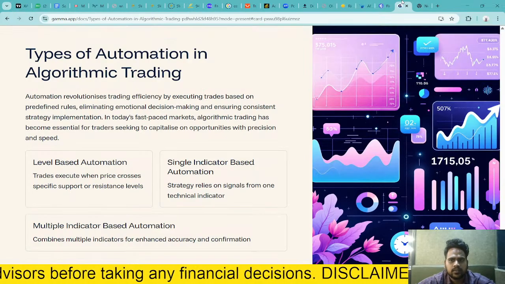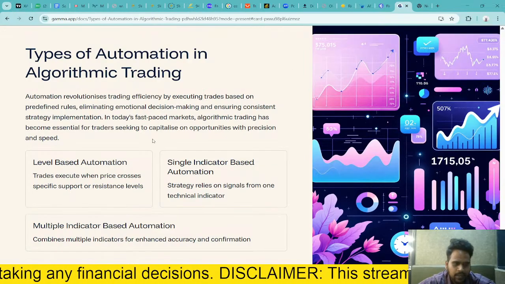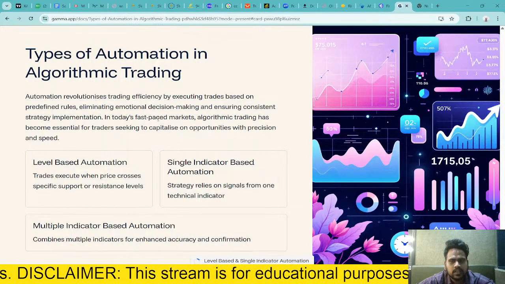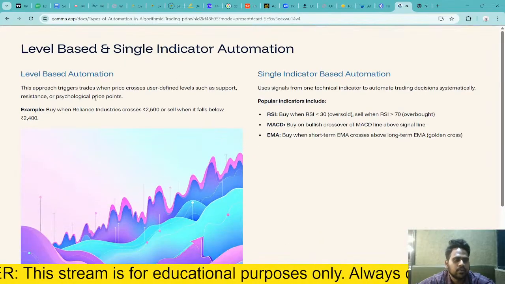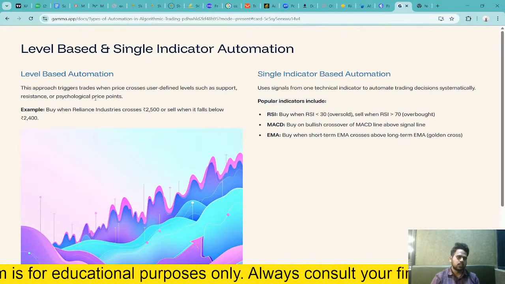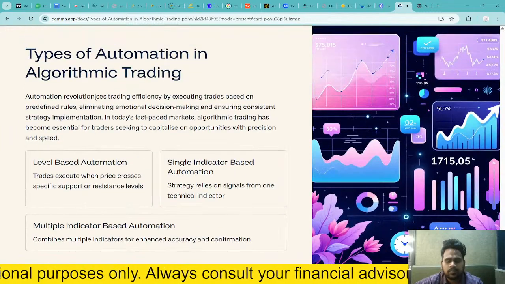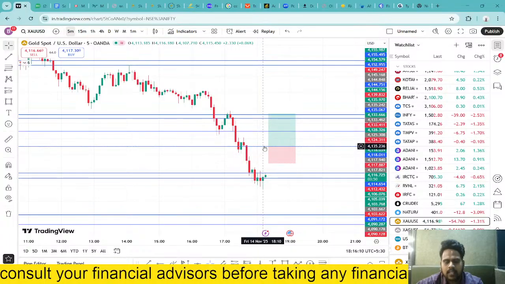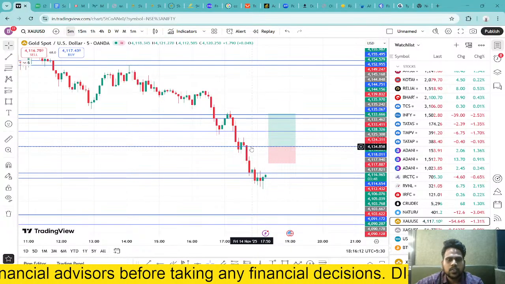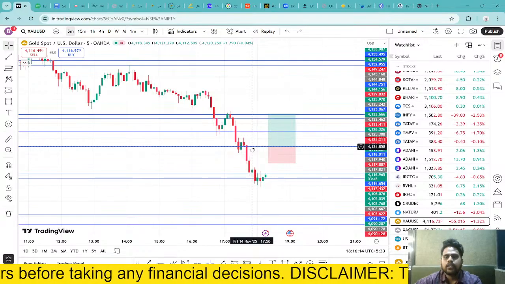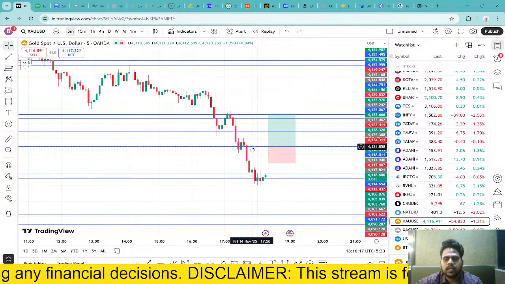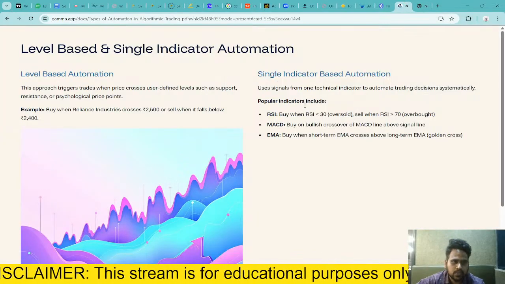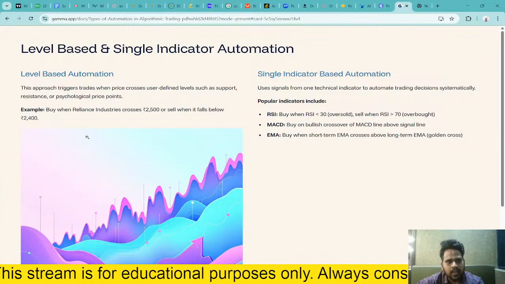For that, we have types of algos. The first one is level based. Whatever I just discussed was level based. I'm expecting that price will go above this level, and then I go for a trade. This is a level based entry. It can be a level based entry or a level based exit. So this becomes the first one, a level based entry signal.